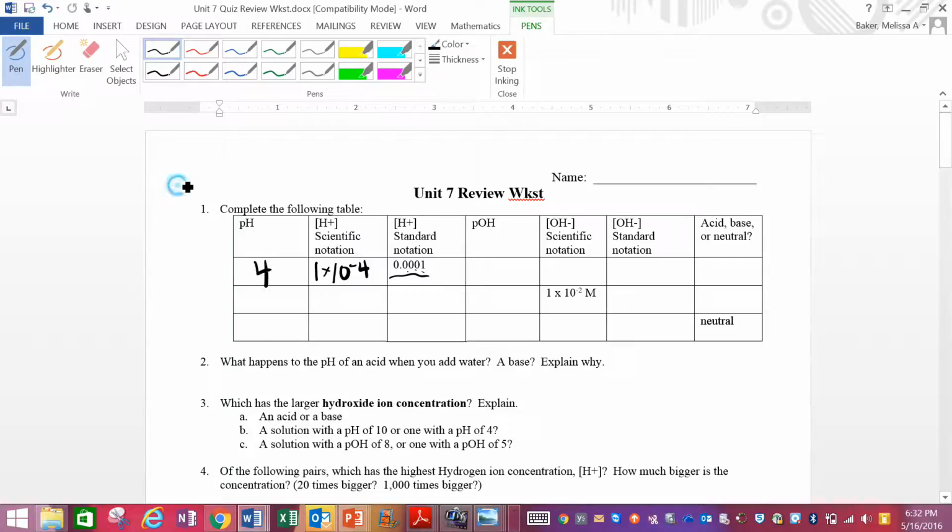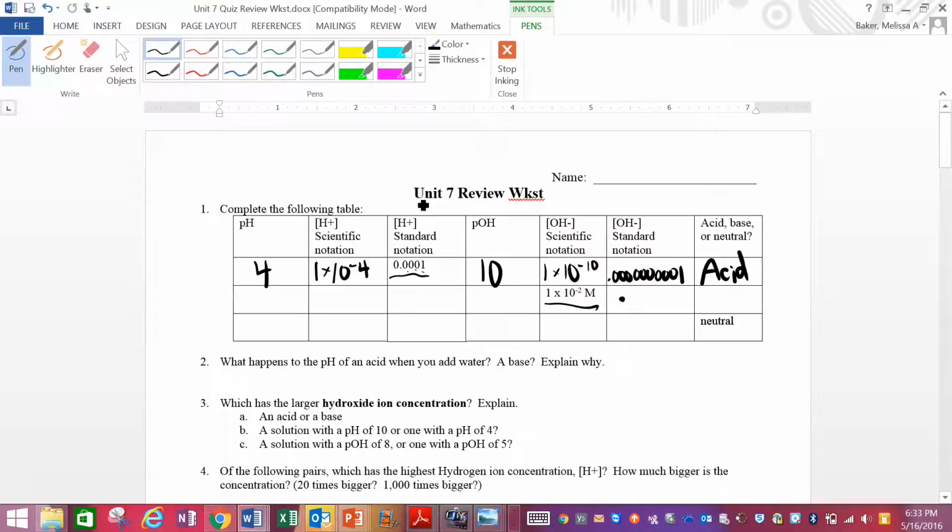So pH is 4, and pH and pOH always add to 14, so that means the pOH here is 10, which makes this 1 times 10 to the minus 10th for the hydrogen ion concentration, and there's going to be 9 zeros for the standard notation. Since the pH is less than 7, this is an acid.